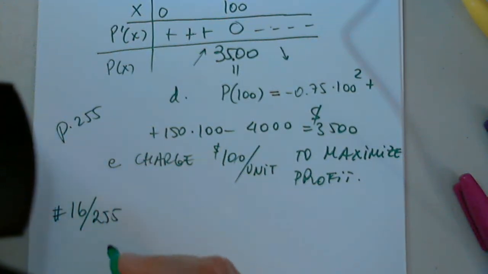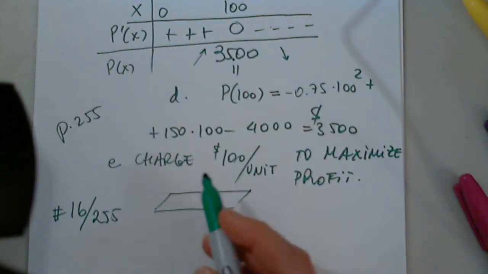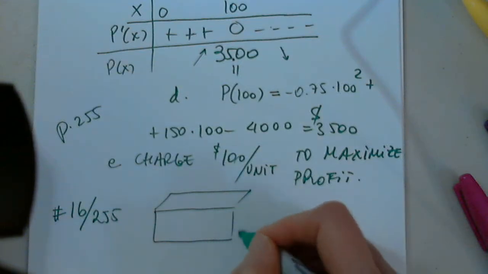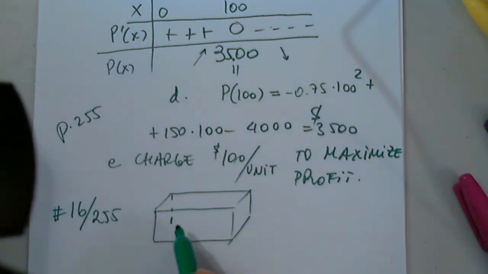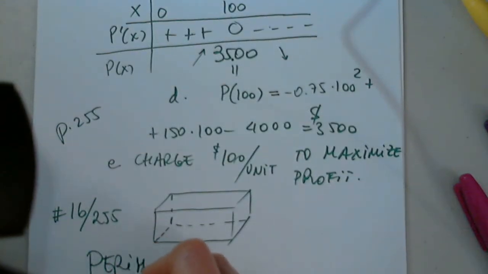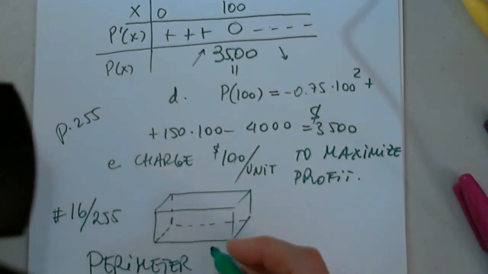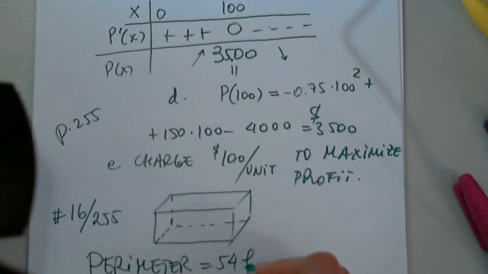Problem 16 on page 255. A carpenter is building a rectangular shed with a fixed perimeter. The perimeter, they say, is 54 feet. What are the dimensions of the largest shed that can be built? And what is its area?